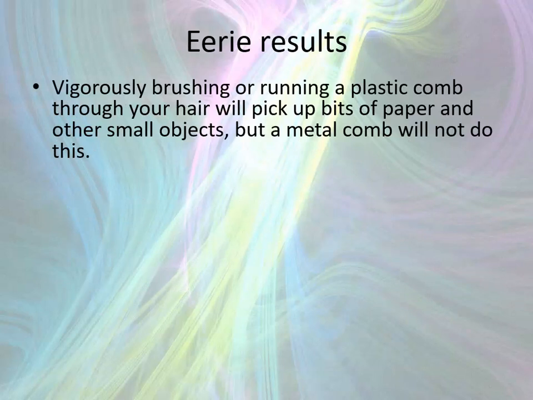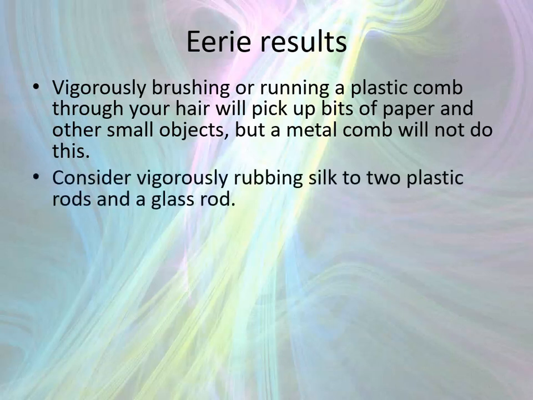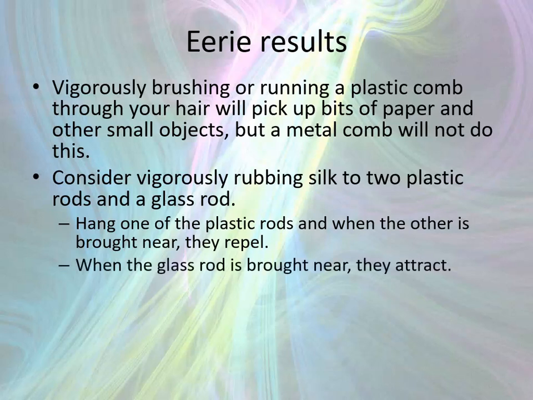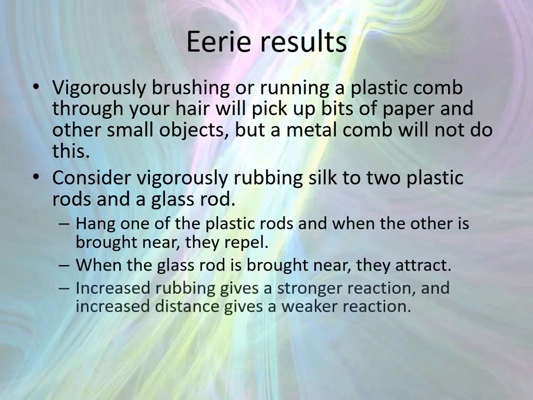So some eerie results first of all. If you vigorously brush or comb your hair, the brush or comb will be able to pick up little bits of paper and other small objects, but a metal comb will not do this. And also, vigorously rubbing silk to two plastic rods and a glass rod will result in the following. If you hang one of the plastic rods, and the other plastic rod is brought near, the rods will repel. At least the ends of them will repel, or at least wherever you rub them. But when the glass rod is brought near, the two rods attract.